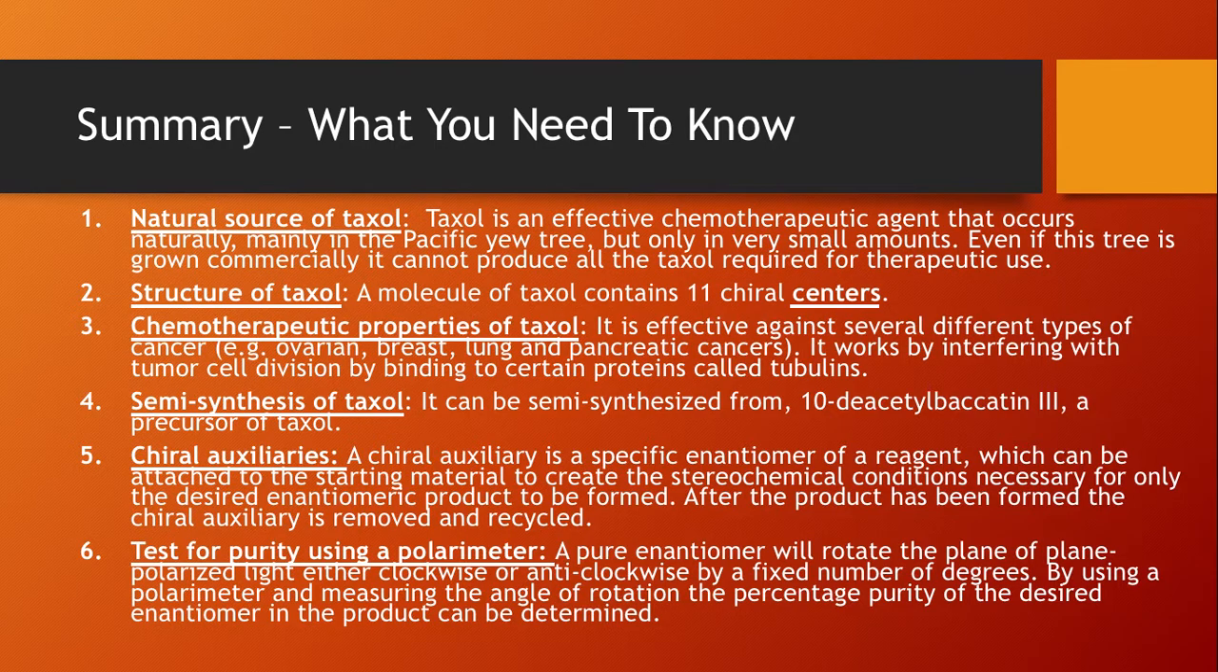We talked about the semi-synthesis of Taxol. So it can be semi-synthesized from that 10-DAB, which is a precursor of Taxol. Remember, it has a very similar structure. One of the big things you have to know about the process of creating Taxol is the use of chiral auxiliaries. Okay, remember that if you want to get one form, you add a chiral auxiliary to force the reaction to go in one direction.